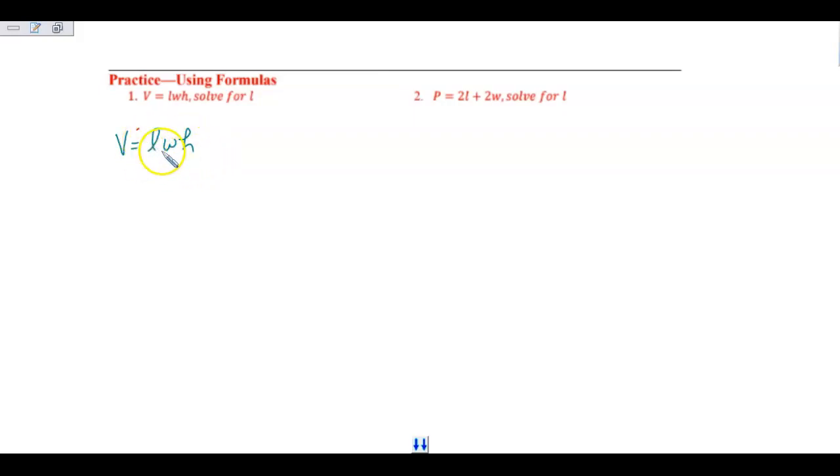I can get the L by itself by moving the W and the H. And since these two can be moved together, I'm going to go ahead and do that. So I'm going to divide both sides by WH.